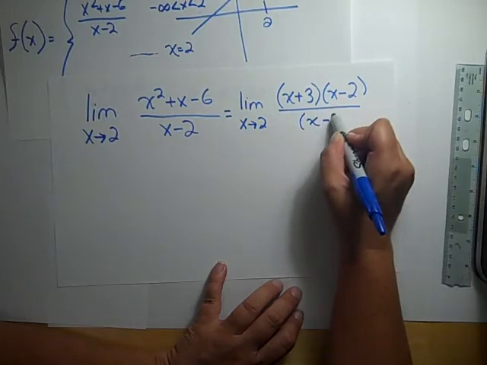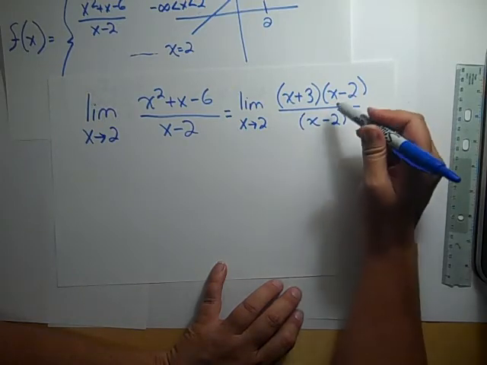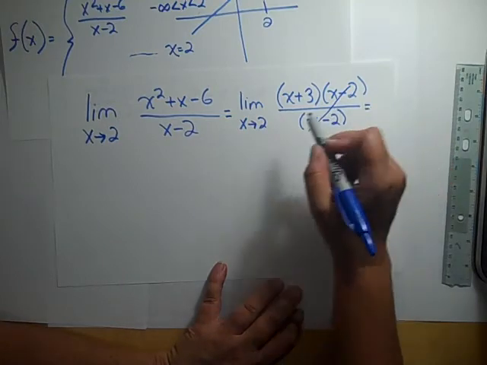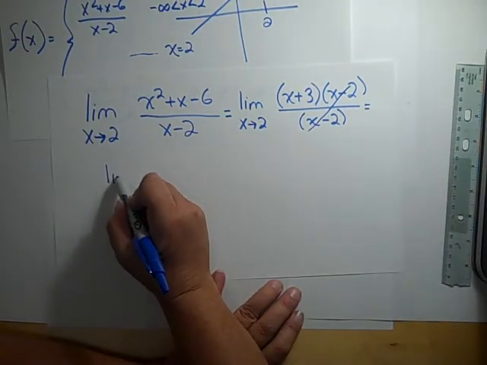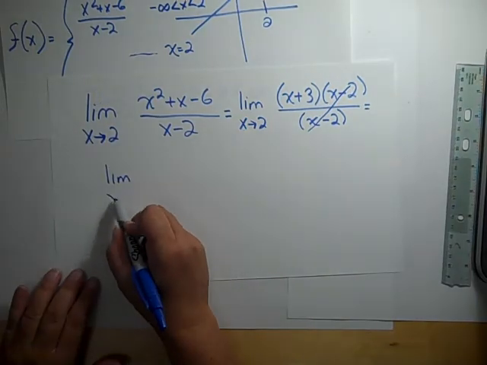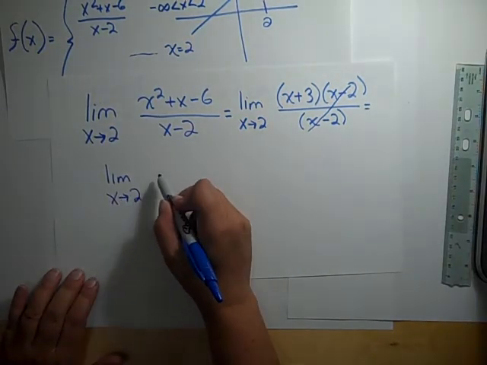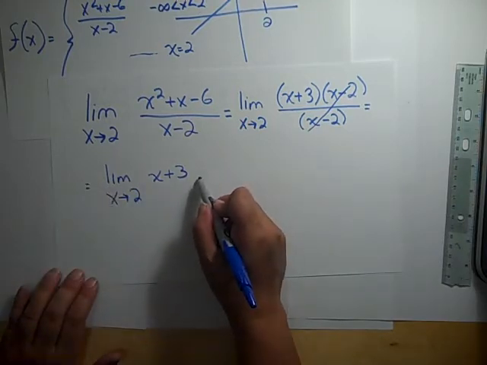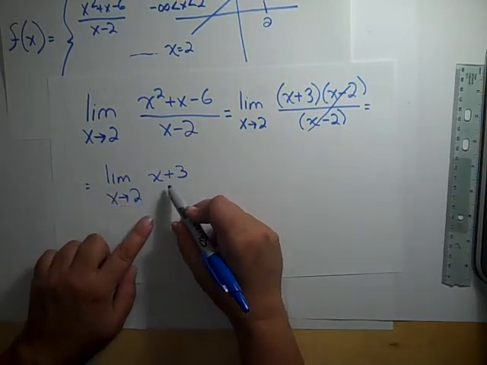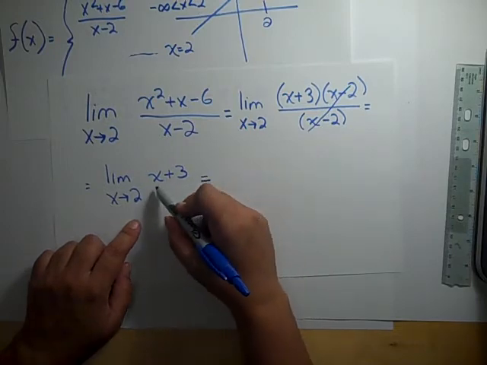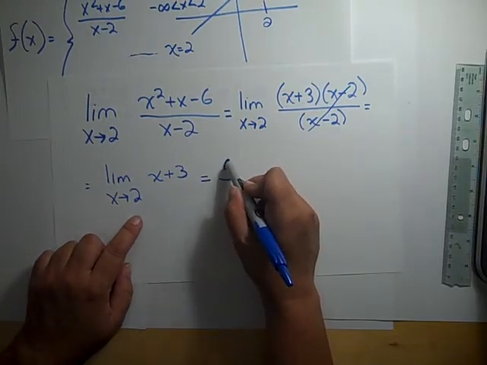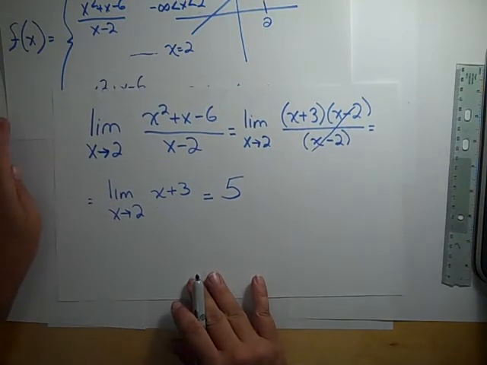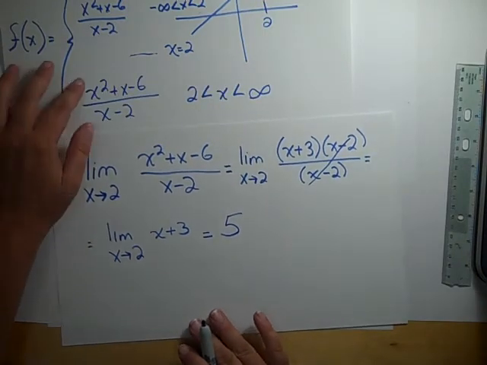Get x minus 2 down here, of course. And then you can cancel these. And that would get you the limit as x approaches 2 of x plus 3. And notice I kept my limit notation because I still have an x. And now I can plug and chug, and that equals 5. So how can we put that into our piecewise function?